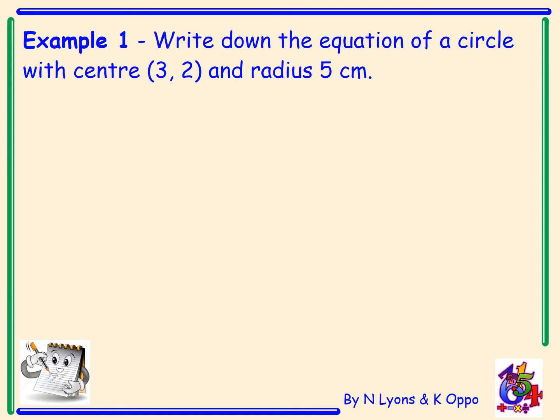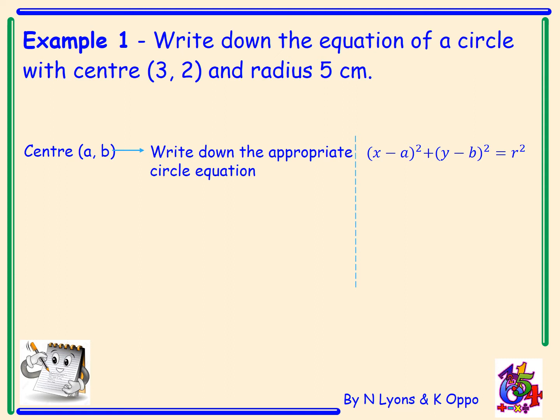The equation of a circle with centre (3, 2) and a radius of 5. We will first write down the appropriate circle equation, which is (x minus a) all squared plus (y minus b) all squared equals r squared.